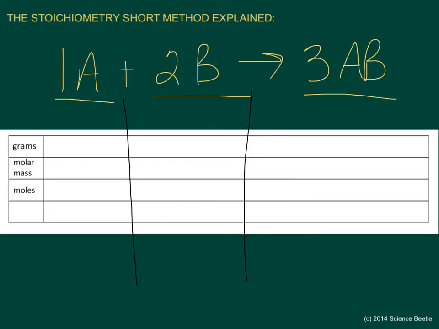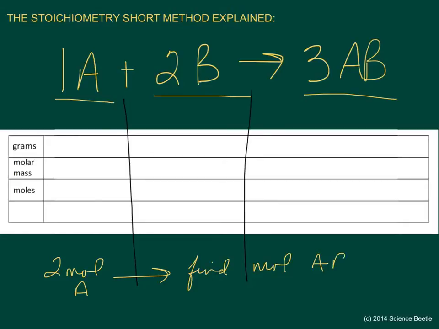So essentially, if we are given a certain amount, let's pretend that they give us a certain amount of grams. An example problem could be the following. Let's pretend that the problem said, if you're given 2 grams, or rather 2 moles of compound A, find how many moles of AB are formed. That's typically the way one generic problem would be written.